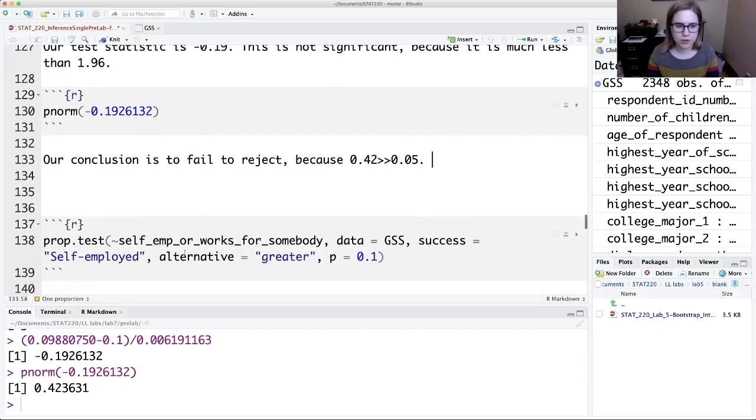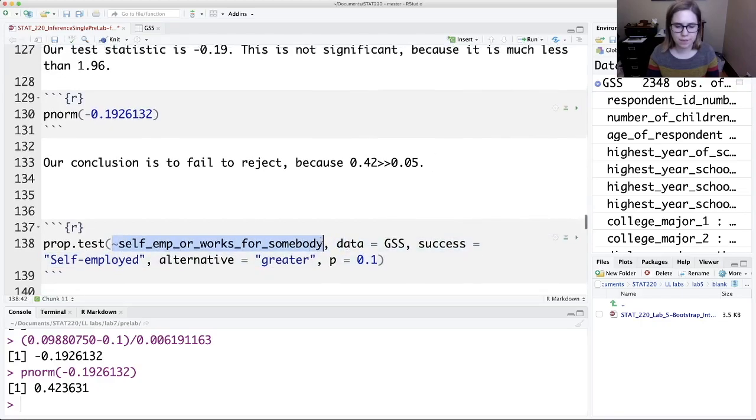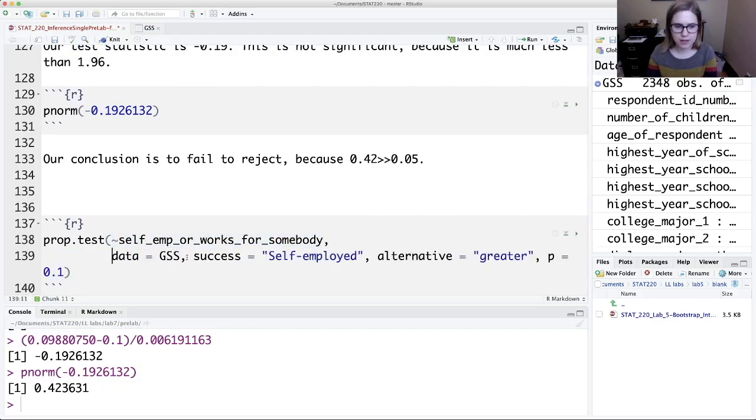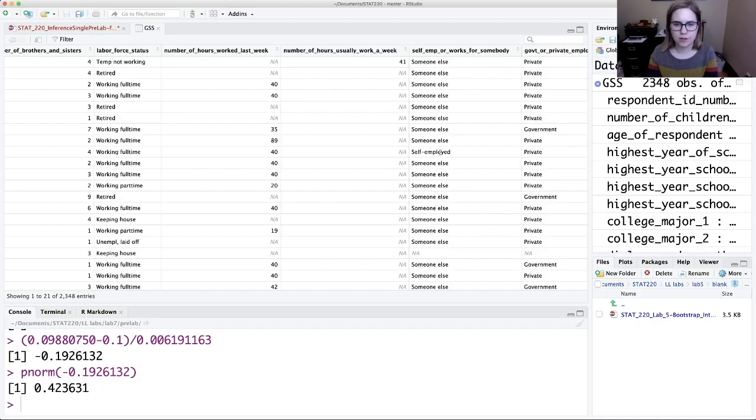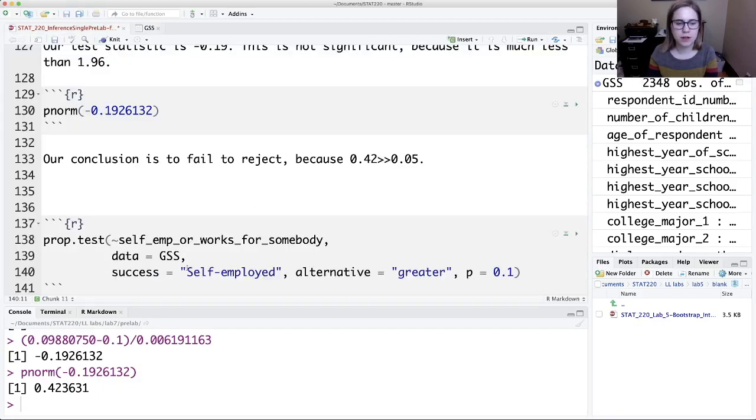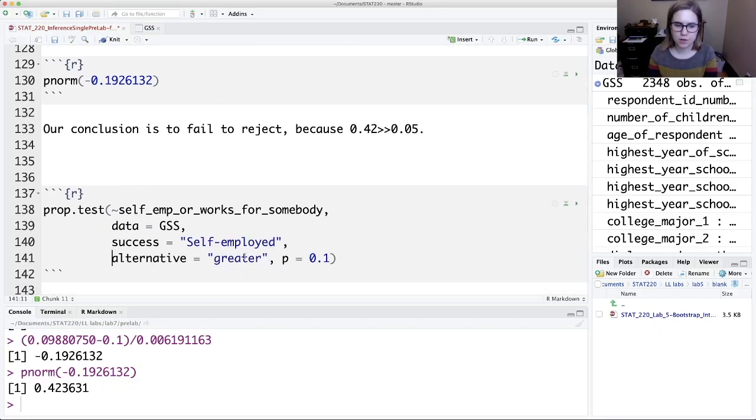We could also reuse this prop.test function. Again, we've got the tilde and then the variable that we want. We've got data equals GSS. We have to specify what success means, and in this case it's self-employed. So if I go look at the data, I have either someone else or self-employed. I have to tell R which category to count up. I have to tell it my alternative hypothesis, which is that it's greater than 0.1, and then I have to set my null value, p equals 0.1.